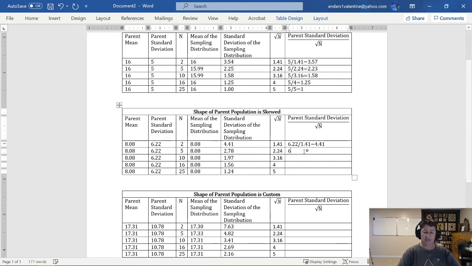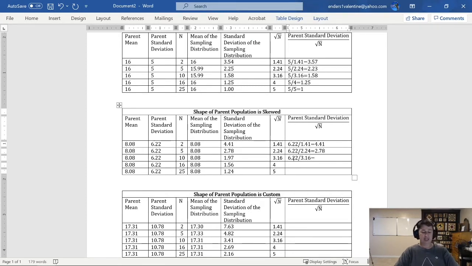Let me try it again. This time, not 1.41 but 2.24, because that's the square root of 5. When I divide 6.22 by 2.24, sure enough, we get 2.78. Wow, it really does turn out to be the standard deviation of the sampling distribution. We can do that for each one of them. I'll let you do it at home to test it and make sure that it works for all of them.